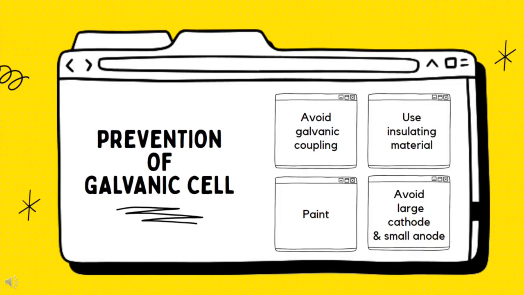Galvanic corrosion is not desired in many places, thus it has to be prevented. There are various methods of preventing galvanic corrosion, which are avoid galvanic coupling, use of insulating material, paint, and avoid large cathode and small anode.